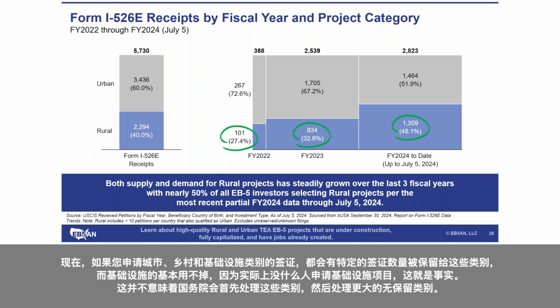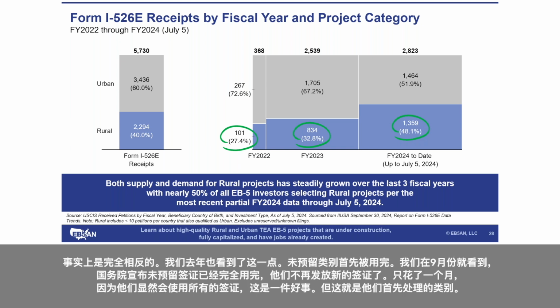That doesn't mean that the Department of State is filling those categories first and then spilling over into the larger unreserved category. It's actually going the complete opposite way, right? And we saw this last year, the unreserved category got full first. We saw that in September. The Department of State announced that unreserved visas were completely filled and they were not issuing them any longer. It was only a 1-month thing because they'd obviously used all the visas, and that's a good thing. But that's what they're filling first.